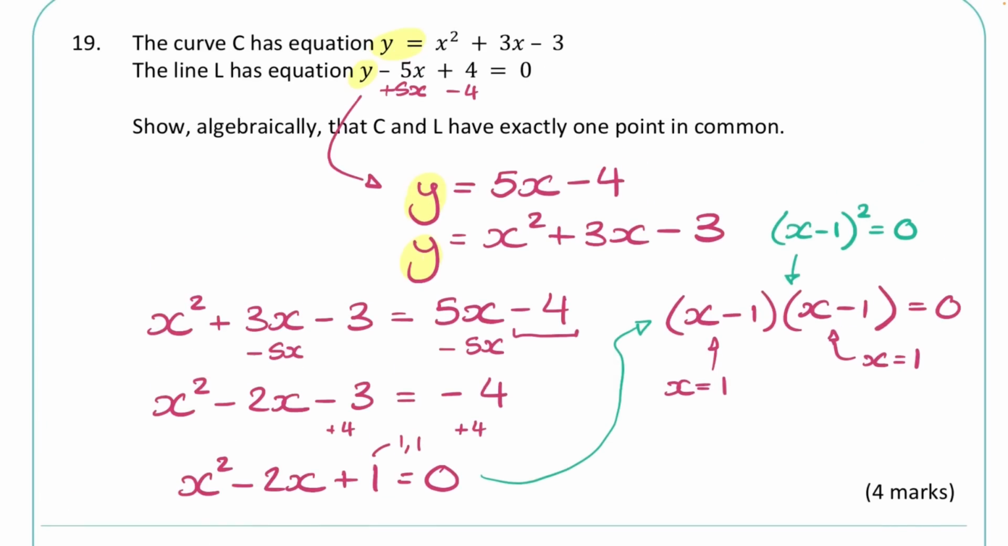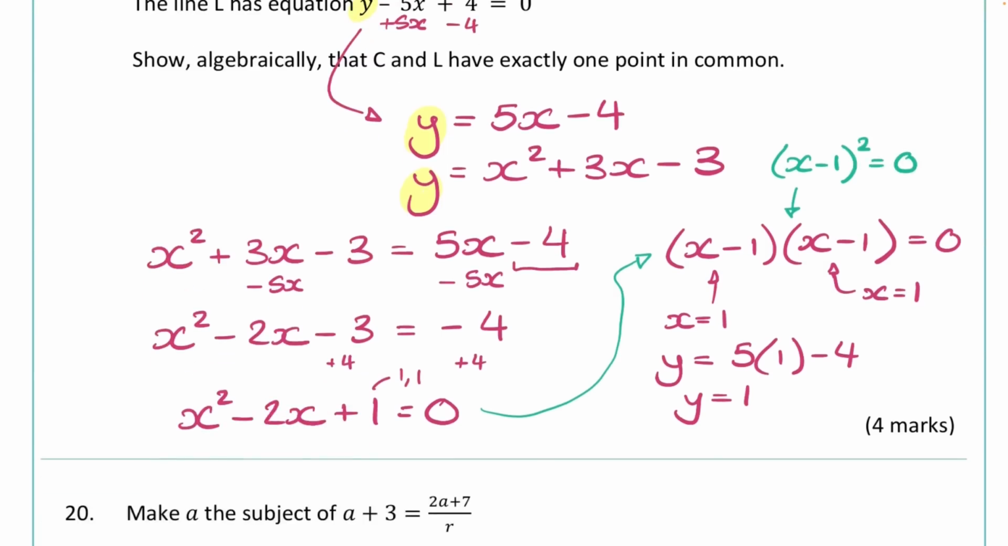Now what you could do is substitute the x coordinate back into y equals 5x minus 4. That would give us the y value as well. So y would be equal to 5 lots of 1, take away 4, so y is equal to 1. 5 times 1 is 5, take away 4 is 1, so we have a solution of x is 1 and y is 1. Now we should write a statement here, something along the lines of: there's only one root, or one value of x, so there's only one coordinate where these cross over or intersect, which is what we are looking for.